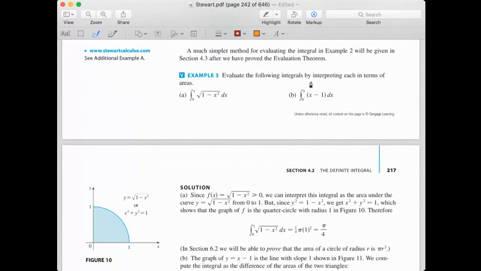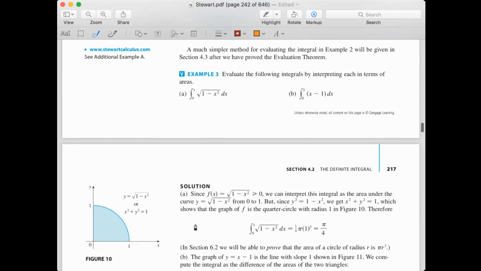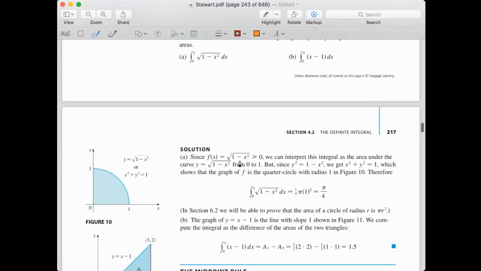Here we have other two examples. The first one is saying evaluate this, the definite integral from 0 to 1 of square root of 1 minus x squared dx. The second one is from 0 to 3 of x minus 1 dx. So let's see the first one. Let's look at this function: square root of 1 minus x squared equals f of x.